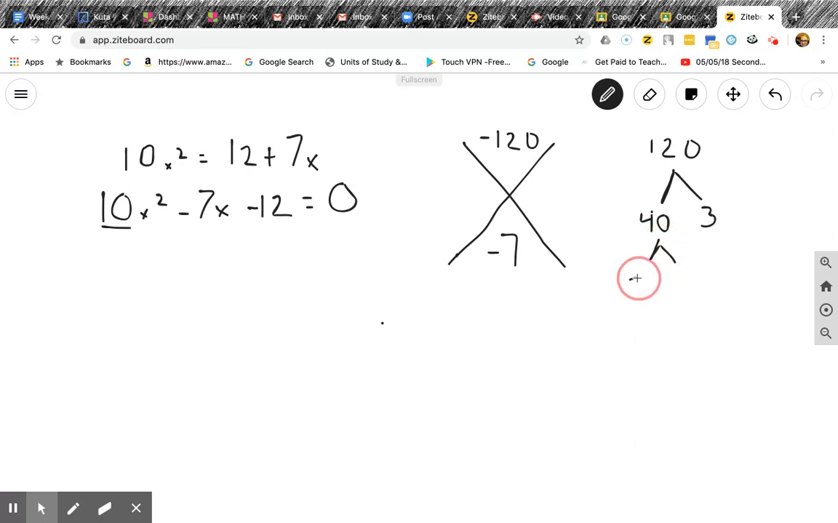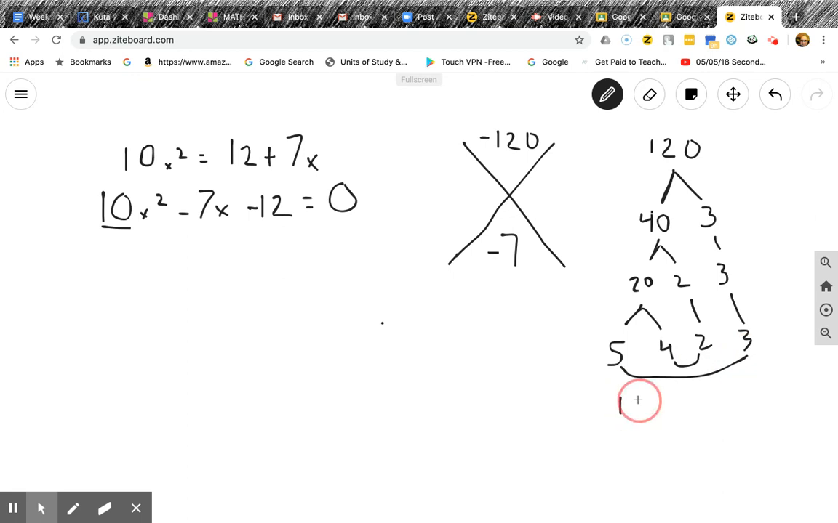All right. So now we have 20 and 6. Negative 20 and 6 would give us negative 120. Problem is that negative 20 plus 6 is negative 14, which is not what I want. So I'm going to break this down even further. So we have 4, 2, and 3. Okay, let's check. 5 and 2. 5 times 2 is 10. 10 times 12 is 120, but that doesn't give us what we need. What about this one?